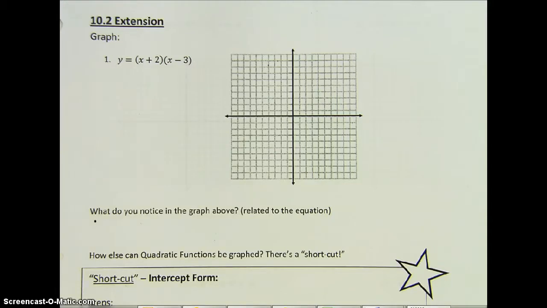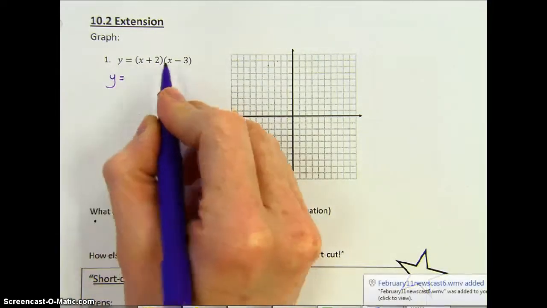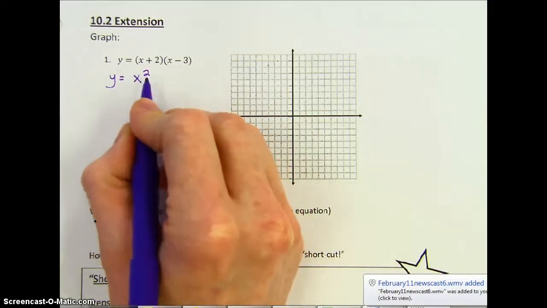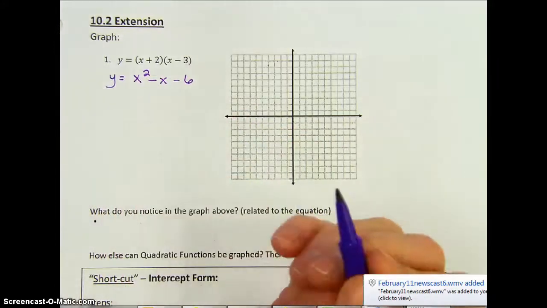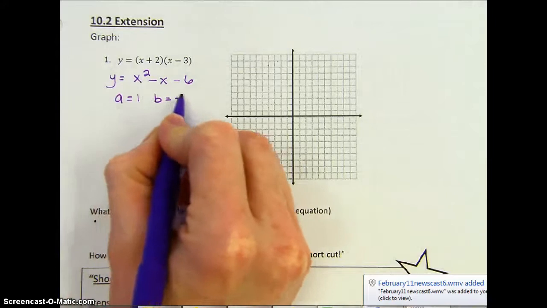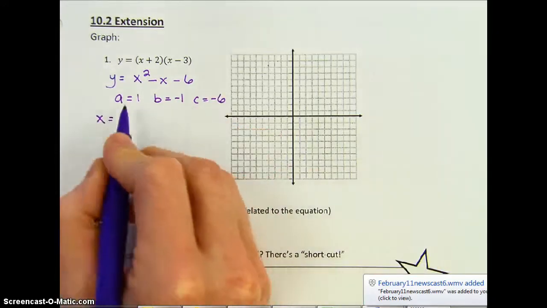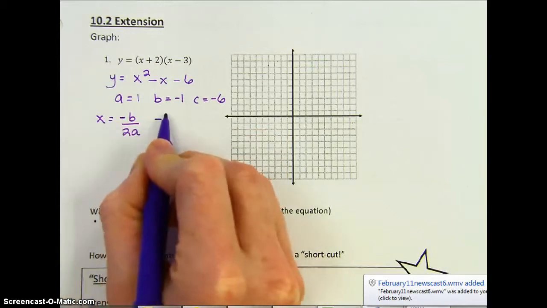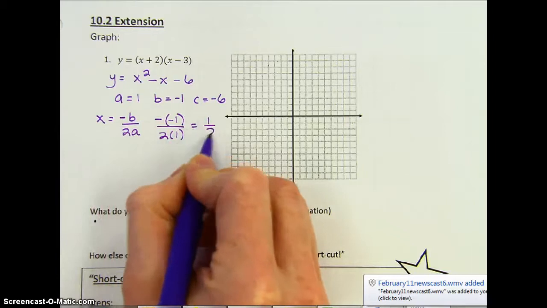So probably what you would want to do is to say y equals, and you would FOIL that. And if you FOIL that, it will clean up to x squared minus x minus 6. Now that you know how to graph a quadratic, you would say a equals 1, b equals -1, and c equals -6. You would need to find your axis of symmetry, which is negative b over 2a. So it'll be -1 over 2 times 1, which is 1/2.